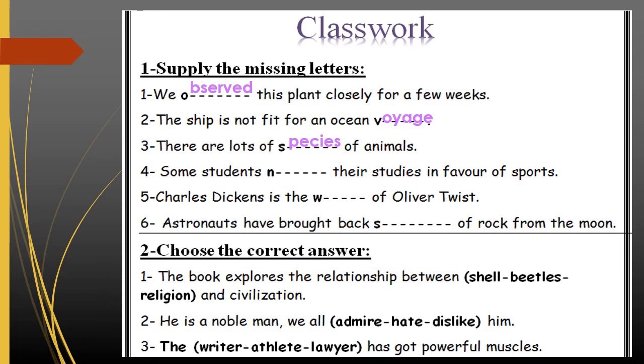4. Some students what their studies in favor of sports. Excellent. Neglect. They ignore their studies in favor of sports. 5. Charles Dickens is the what of Oliver Twist, and this word starts with W. Excellent. Charles Dickens is the writer of Oliver Twist.